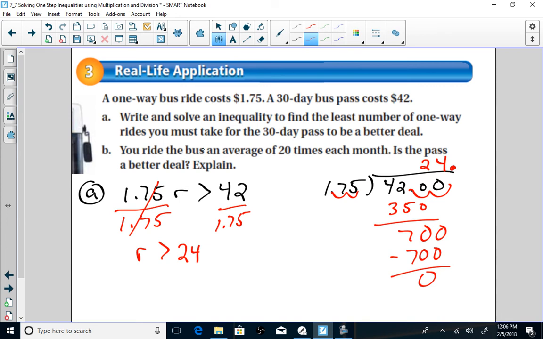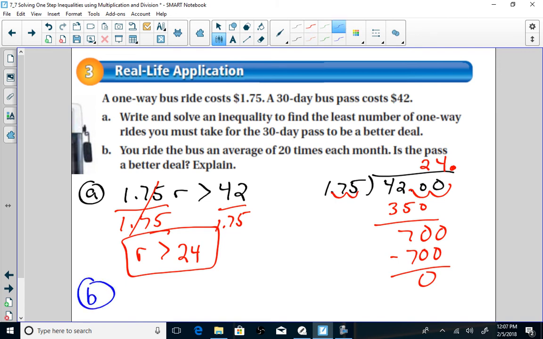All right, so it says write and solve an inequality to find the least number of one-way rides you must take for the 30-day pass to be a better deal. Well, the least number of rides has to be anything more than 24, right? So anything more than 24, which means 25 rides, would be the least number. All right, let's do part B.